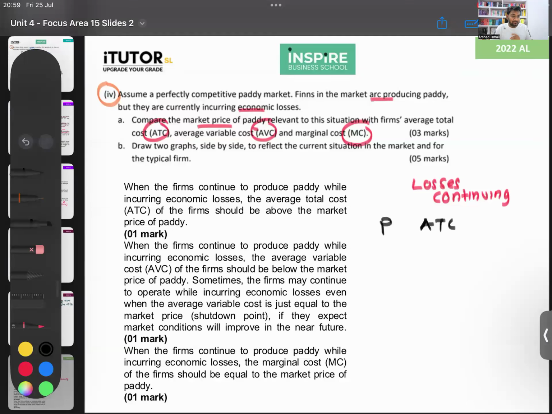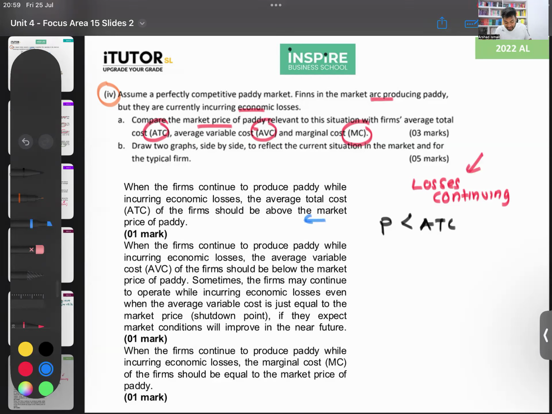Which one is greater? They are making a loss, no? So they are making a loss. Price is more, average total cost is more. No, if the price is more than your average total cost, you are making a profit. Here your average total cost is more, your price is less than your average total cost. That's why you're making a loss. So that's what this first one explains.